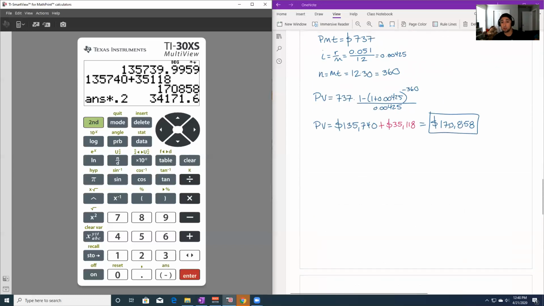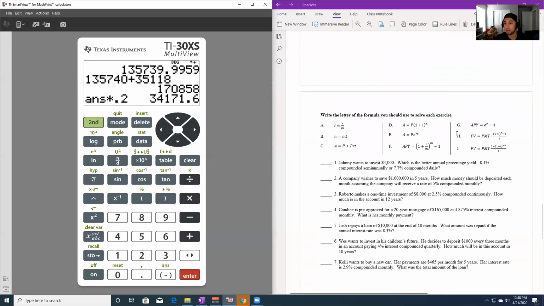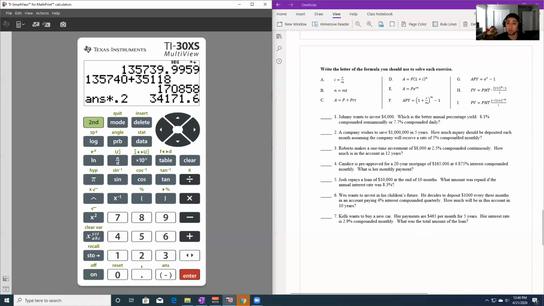So that's how you work all those formulas, know what formulas to use, know how to use your calculator. The last page is just what formula goes with which problem. All right, so some answers can be debatable. You can be like, hey, I didn't agree with that answer. Well, good, you can talk to me during class.